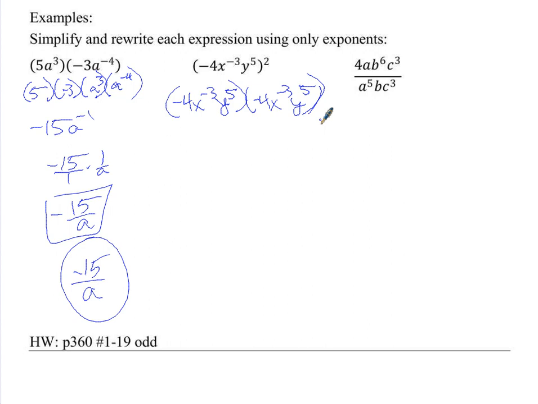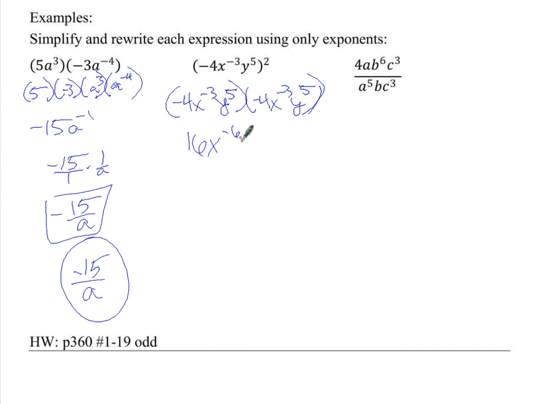Now that I have it written all out, just like I did over here, I'm going to multiply my numbers together, and I'm going to multiply my like bases together. So negative 4 times negative 4 becomes positive 16. X to the negative third times x to the negative third becomes, I heard x to the ninth and I heard x to the 0, but it's actually x to the negative 6. When I multiply like bases, I add the exponents. Negative 3 plus negative 3 is negative 6.